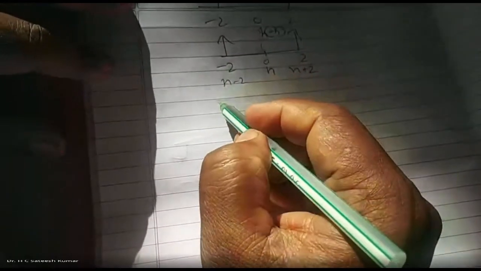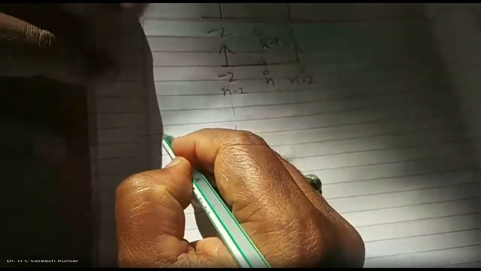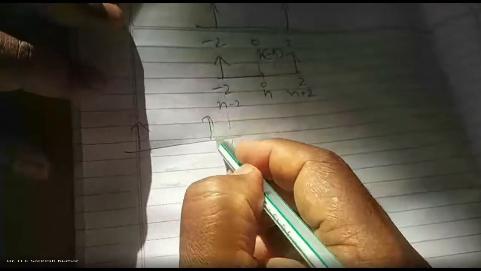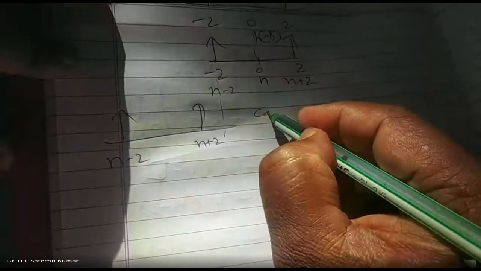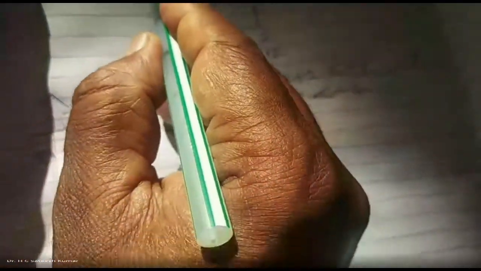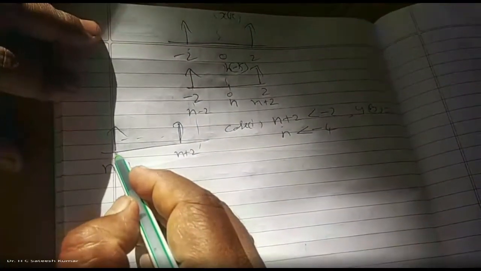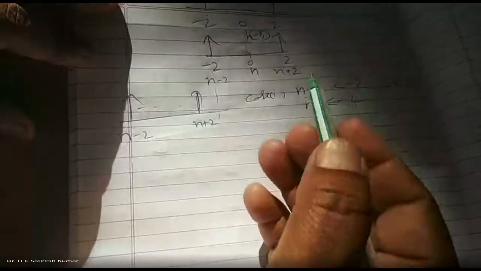Okay, case number 1. Case number 1 is what? Now you take only edges, n plus 2, n minus 2. As long as n plus 2 is less than minus 2, y of n is equal to 0. n plus 2 less than minus 2 means n is less than minus 4. y of n is equal to 0. That means as long as this edge is before the minus 2, the overlapping will be 0. Therefore, y of n is 0.